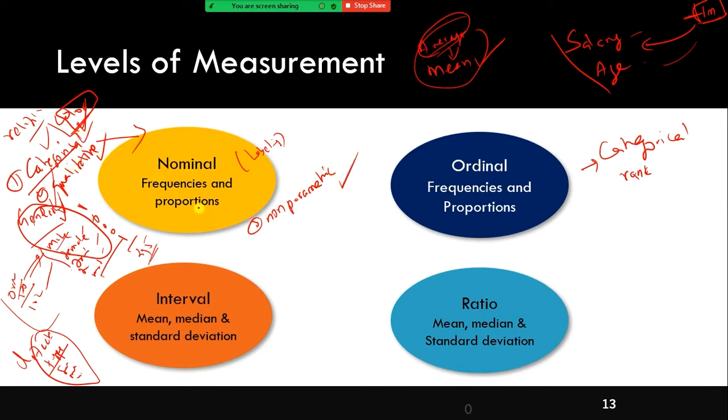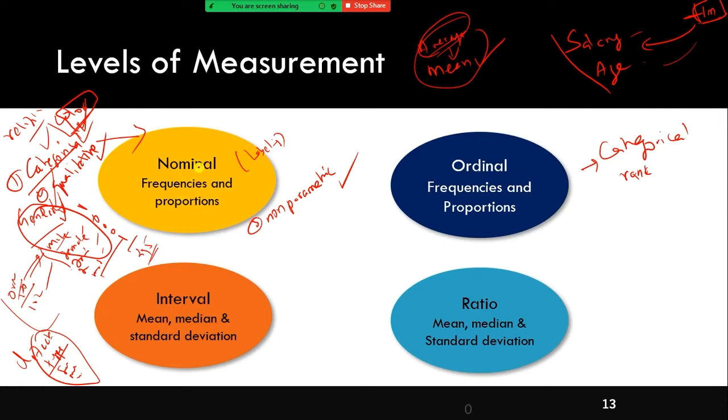You cannot compute arithmetic operations like mean and standard deviation on this column. Only frequencies are possible, and proportions you can find out. You cannot use mean or standard deviation.